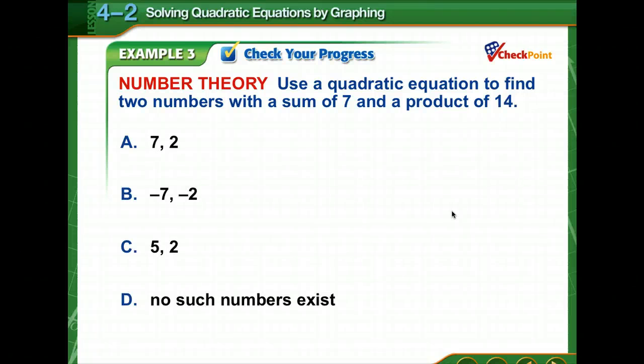Time for you to check your progress. Use a quadratic equation to find two numbers with a sum of 4 and a product of 14. Very good. There are no such numbers. Such numbers do not exist.